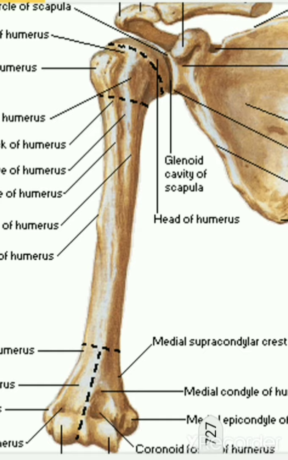If we cut the shaft of the humerus, in the upper part it looks cylindrical, and in the lower part it is triangular in shape. If we have a cut section through the upper part, it looks cylindrical, and if we cut a section through the lower part of the shaft of the humerus, it looks triangular.